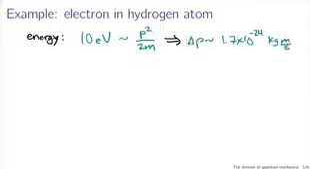The next quantity, if we're looking at the uncertainty relation between momentum and position, is we need to know the size of, or the uncertainty in the position of the electron, which has to do with the size of the atom.